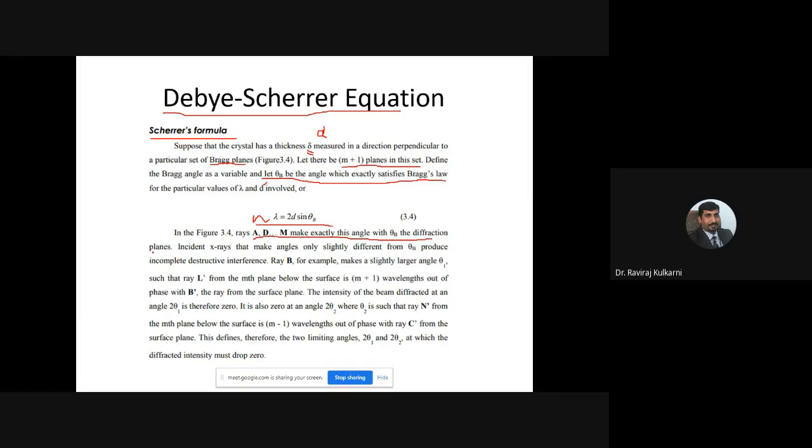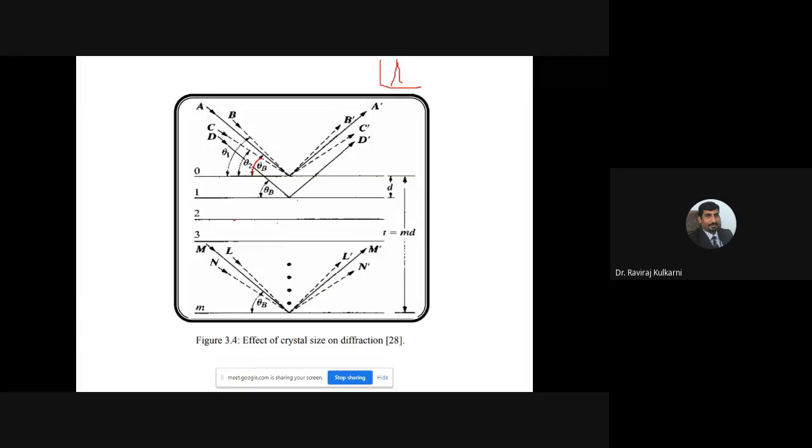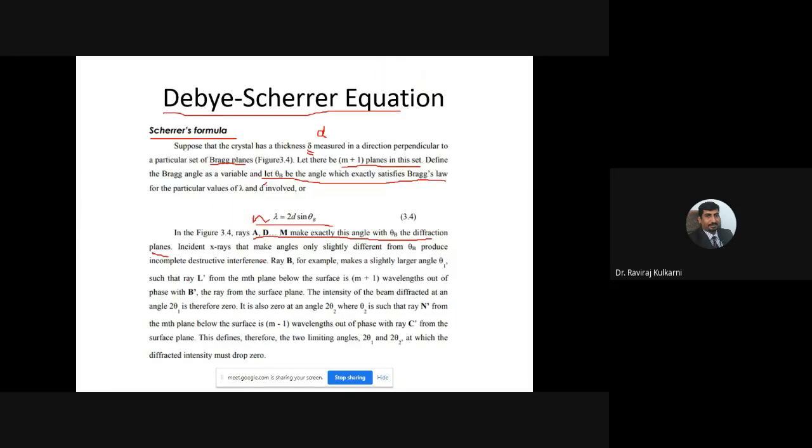Okay, the diffraction planes with theta B. So theta B, this also forms theta B, this also forms theta B. Incident rays that make an angle only slightly different from theta B produce incomplete destructive interference. It's not completely destructive, and not constructive anyway. To form constructive interference, you need to satisfy this formula, Bragg's formula.